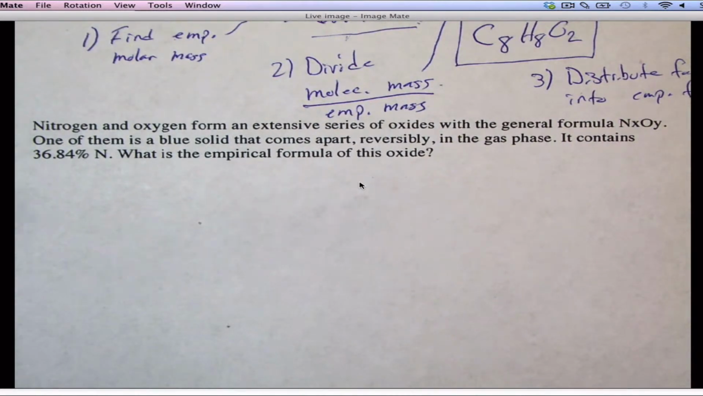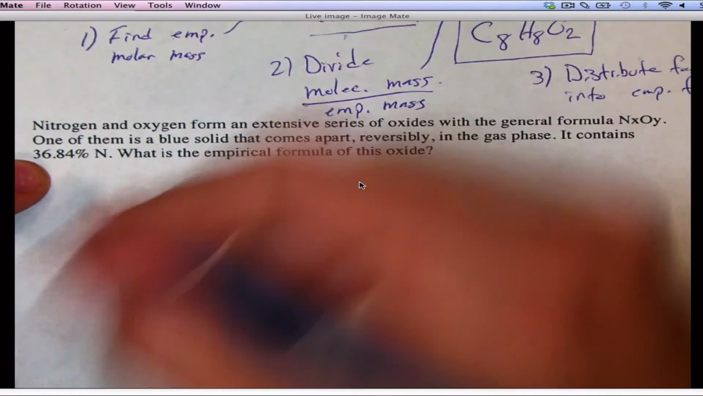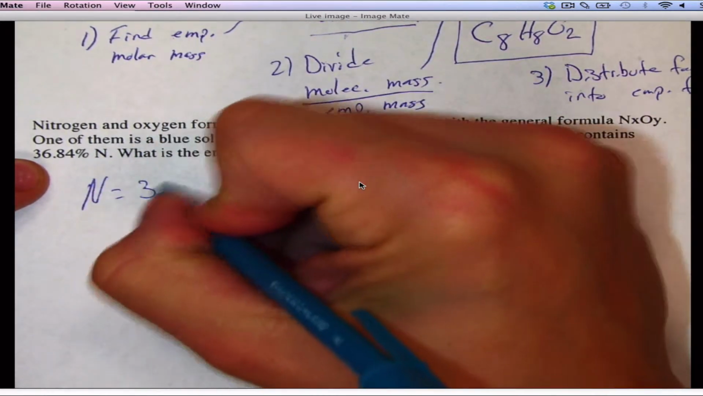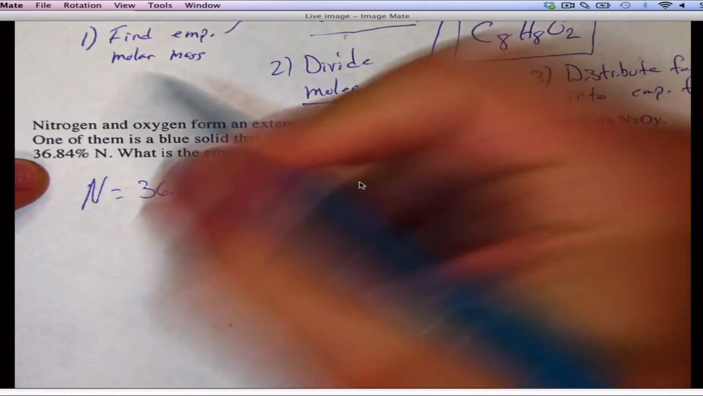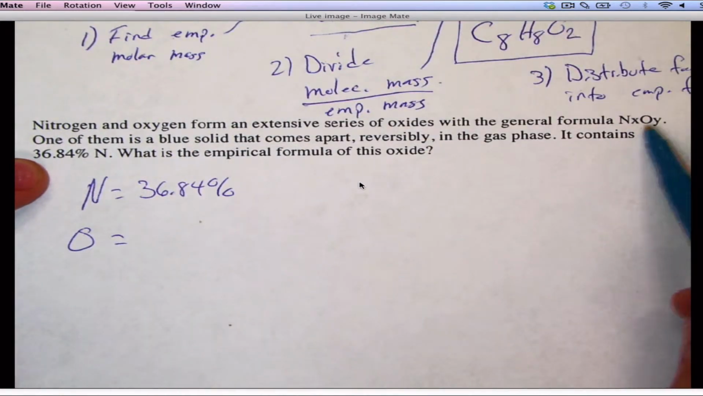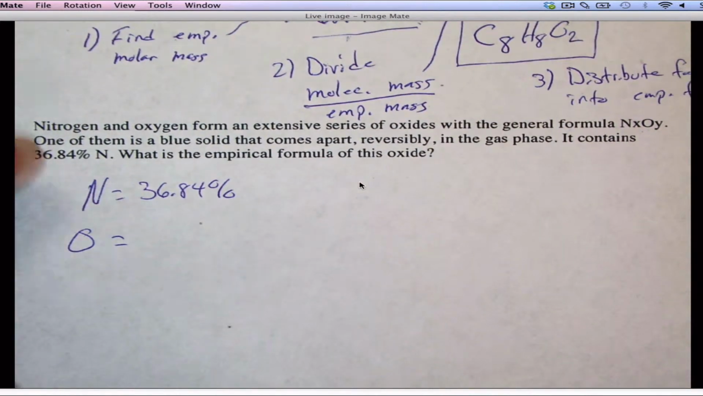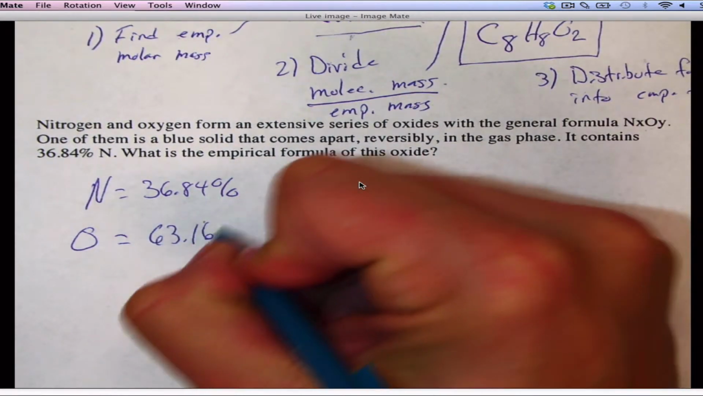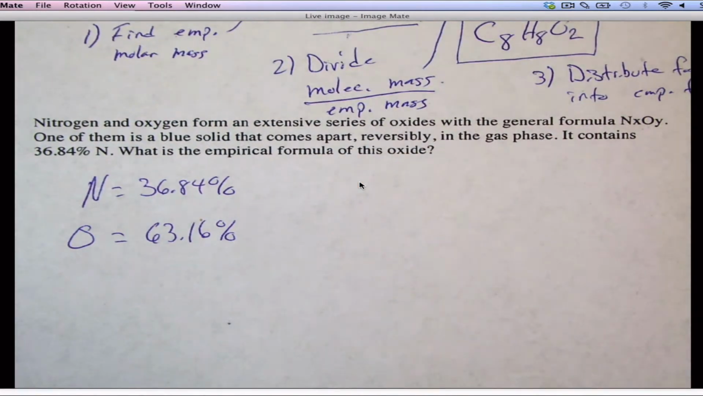So if you look at this problem, it basically tells you have a compound made up of nitrogen and oxygen. You don't know how much nitrogen and oxygen, okay? But we do know that 36.84% of this is nitrogen. So I know that 36.84% is nitrogen. And since the only other element in this compound is oxygen, 100 minus 36.84 gives us 63.16%. All right, so now we know how much each element makes up the compound.